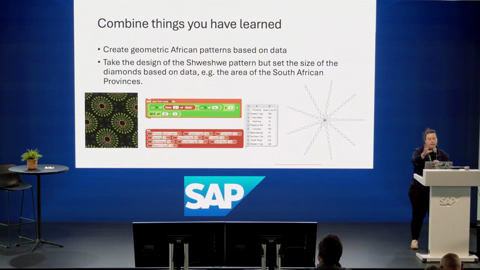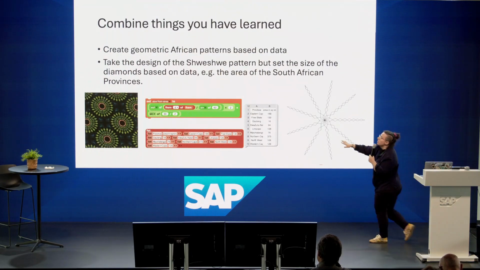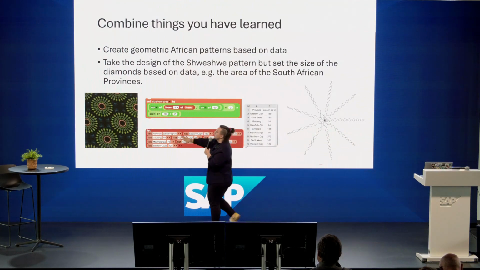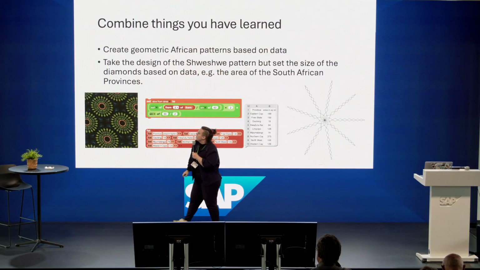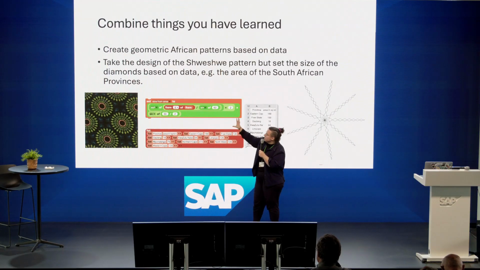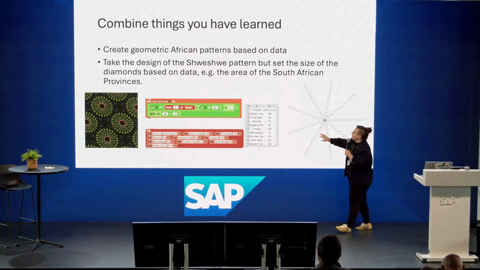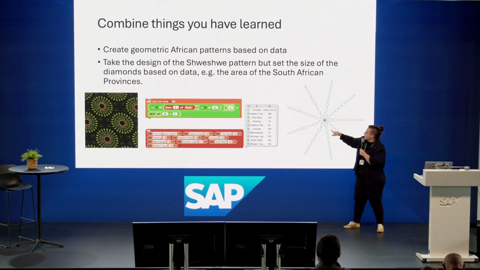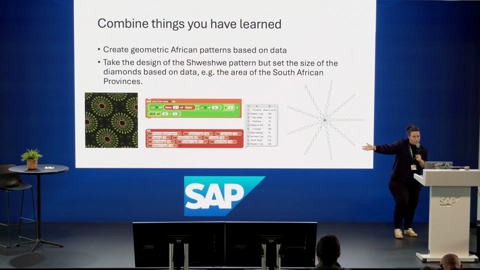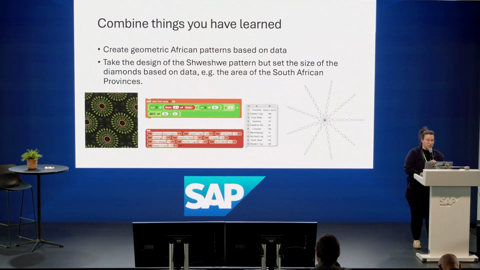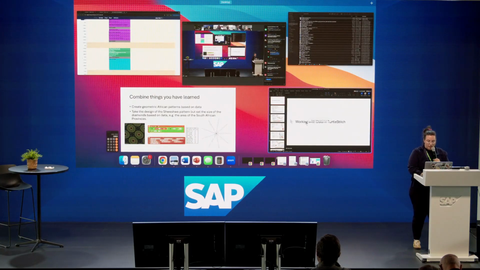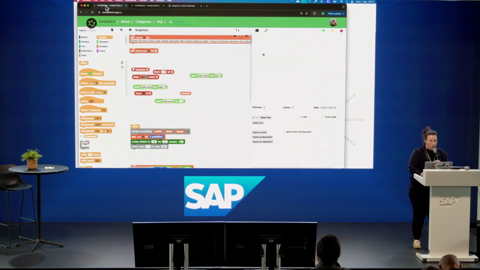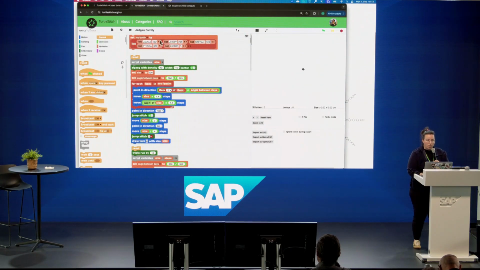Also, in the workshops we're working with the traditional South African patterns. So this is a shwe fabric that I bought, and it's just increasingly sized diamonds. And here I use the same idea, but instead of just increasing the size randomly, the size of each diamond is again the size of the province in that data set.